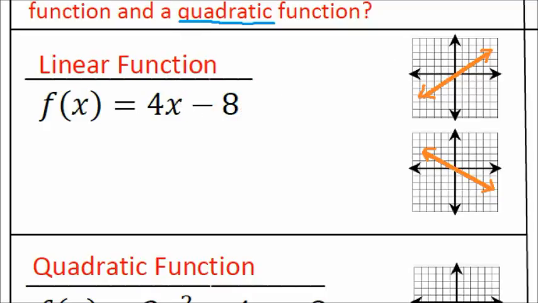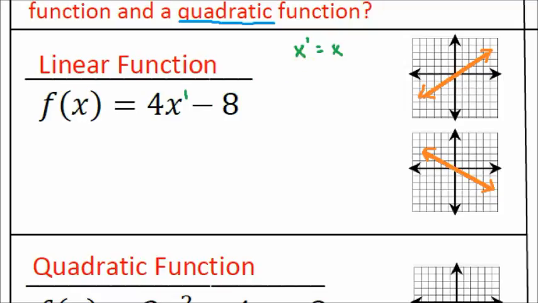What tells us this is a linear function is that if you look at the variable, the highest exponent in this function is 1. And I know you can say, hey, there is no exponent in this expression. But yes, there is, because x to the first power is just equal to x. We don't have to write 1, but it's implied. There's an exponent of 1.